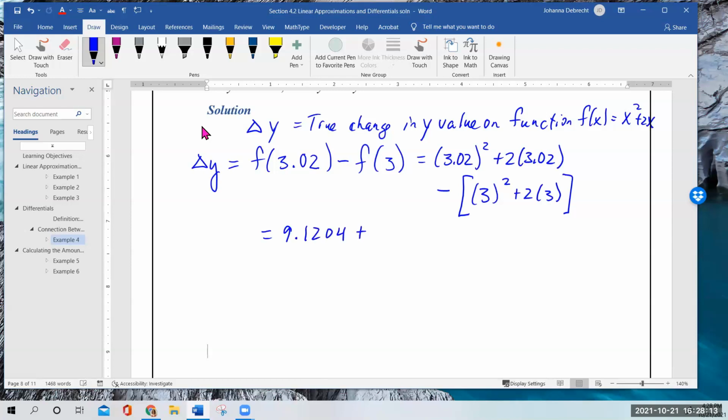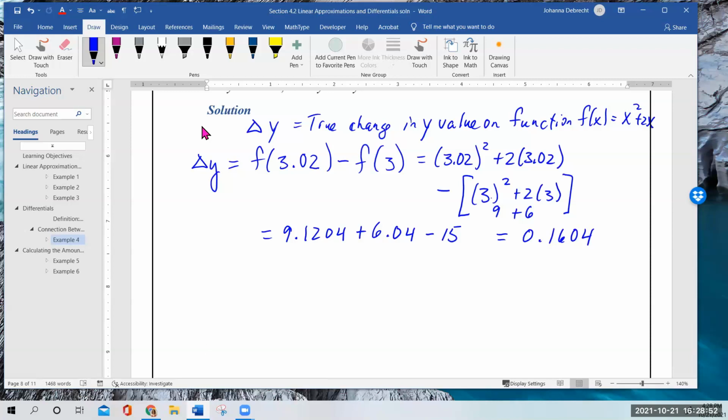I have 9.1204 plus 2 times 3.02 would be 6.04. I know that 3 squared gives me 9, and 9 plus 6 would give me 15. So I have minus 15. Take your 9.1204, add 6.04, and subtract 15. The real difference that you have in the y value is 0.1604.